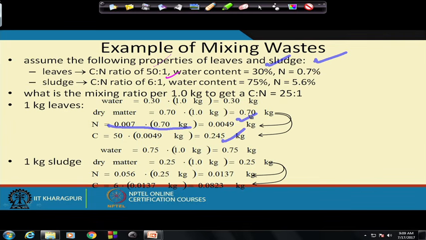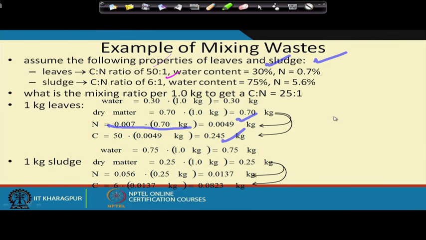So that also gives us a percentage of carbon present and percentage of nitrogen present, so that we can use those in our calculation. So this is one example of that.